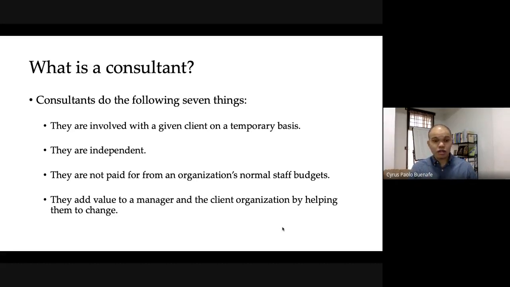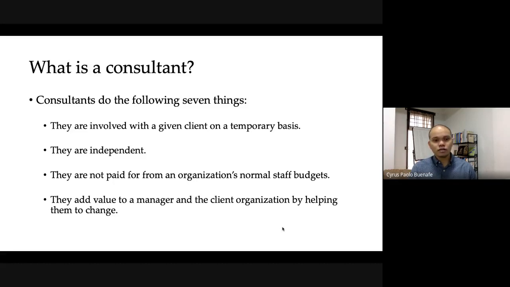Nevertheless, the idea here is that an engagement will always be temporary, and because it's temporary, it needs to have a start and an end, similar to a project. Consultants are independent. Definitely, they're not part of the company that they're doing their consulting work in, unless they are part of a consulting company, in which case their client is the recipient of the consulting work that they do.